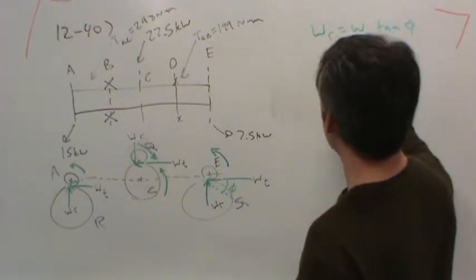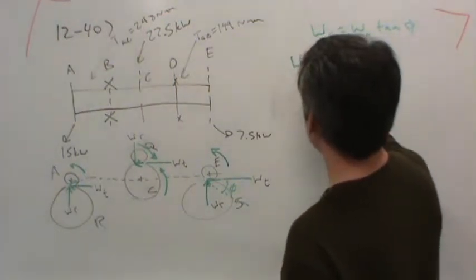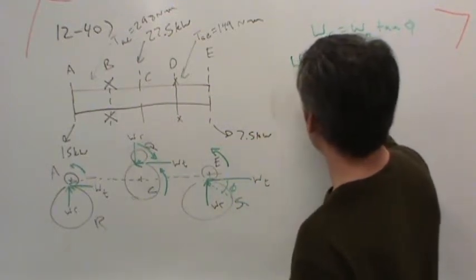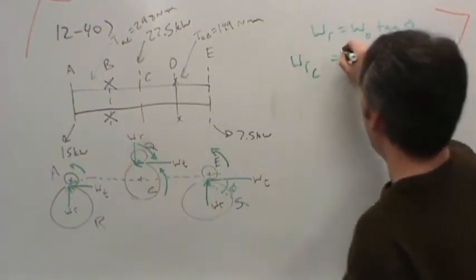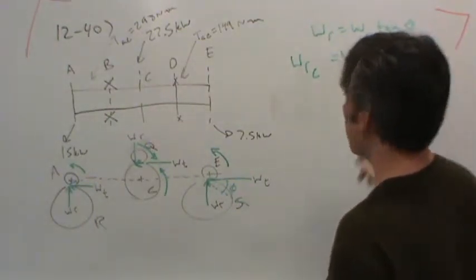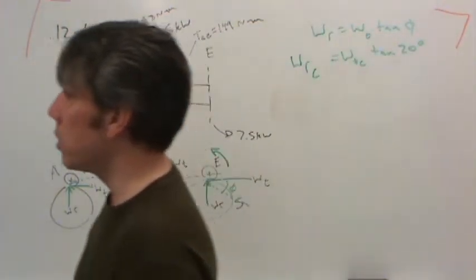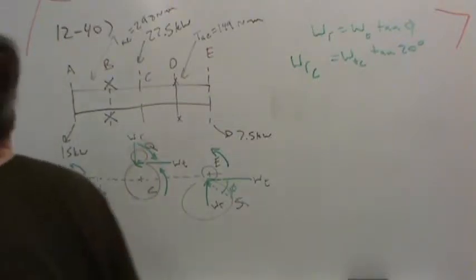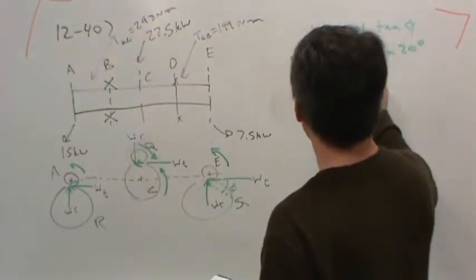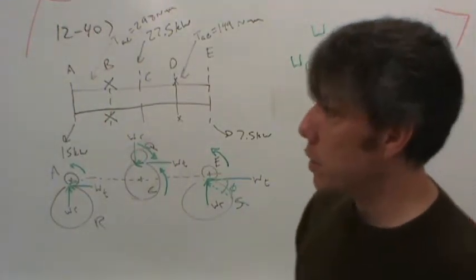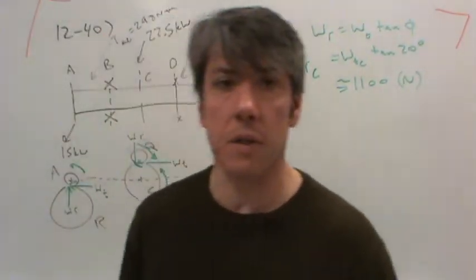So all we need to do is take the tangential load. For example, let's do C, since it's the biggest one and the one we were talking about last. I would take the tangential load at C multiplied by tan of 20 degrees. That's pretty straightforward. I've already done it in the spreadsheet, so you won't have to. The radial load at C is about 1,100 newtons, and you can see the details on the spreadsheet. It's actually 1,086 or so.